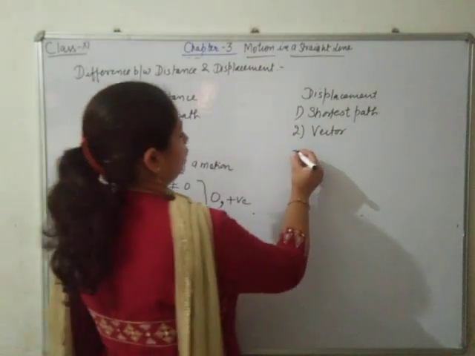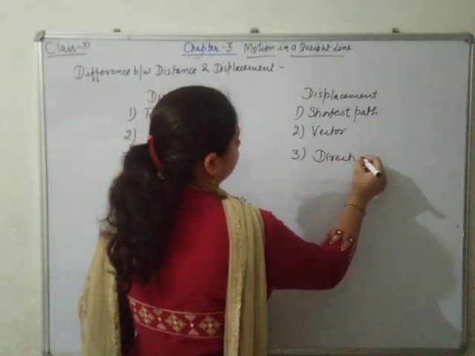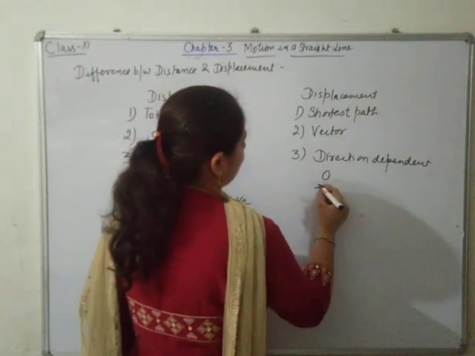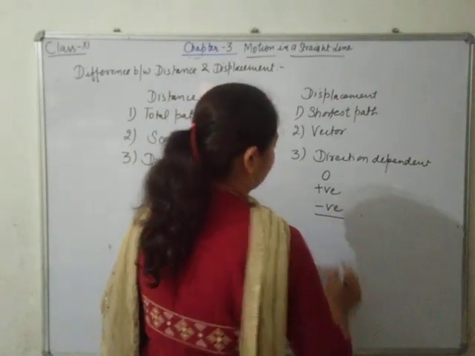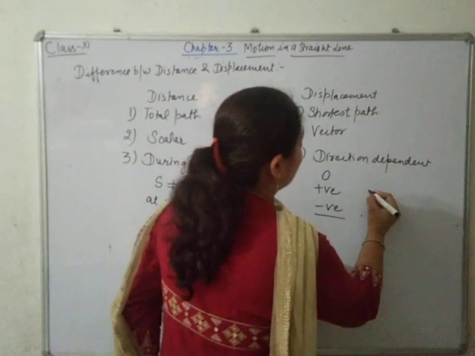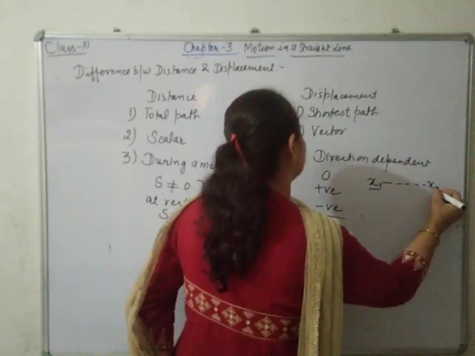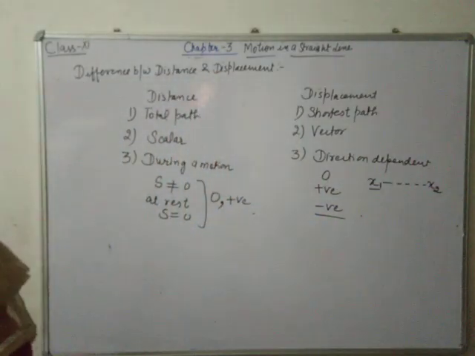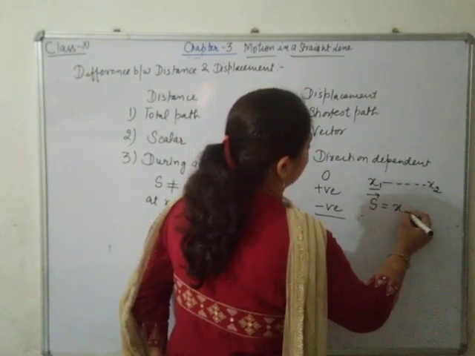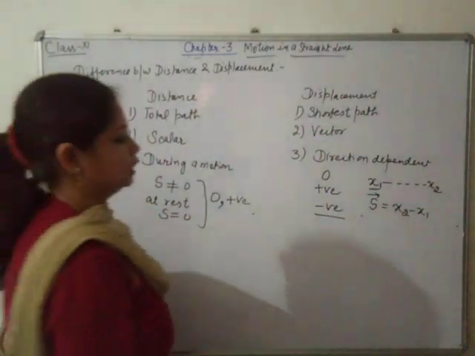But displacement, which is a vector quantity, direction dependent, may be 0, positive, or negative. How can you make it clear? Let a body start from position x1 and after covering a certain distance reach position x2. Then what will be the displacement? Displacement is denoted by s vector. It will be equal to x2 minus x1, that is, final position minus initial position.